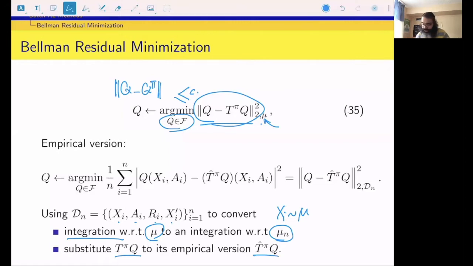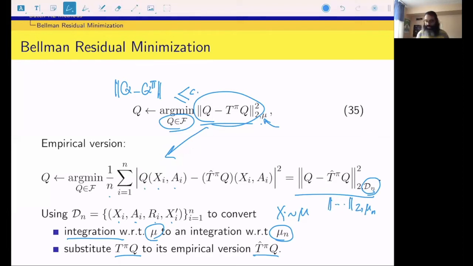So how does it look? This norm becomes this summation: 1 over n of the summation over all data points of Q of xi ai minus T hat pi of Q of xi ai. And we can also write it in the norm notation, but add 2 and Dn to mention that this is the empirical distribution. Another similar notation that we sometimes use is mu_n instead. Okay.